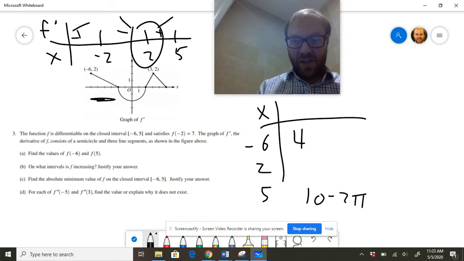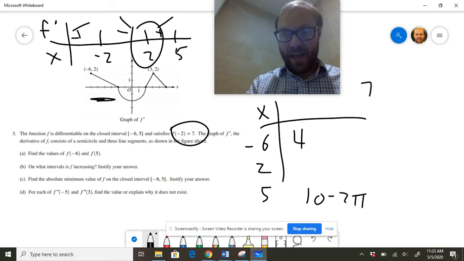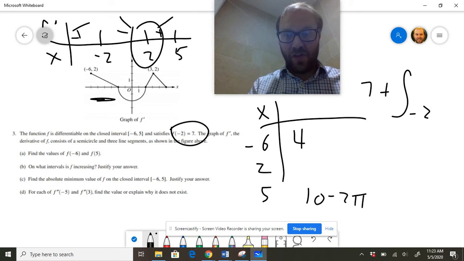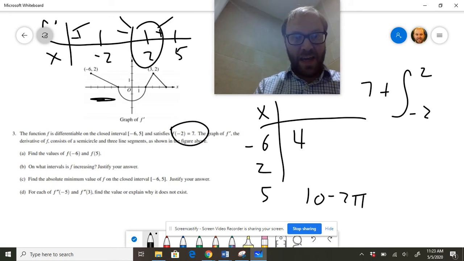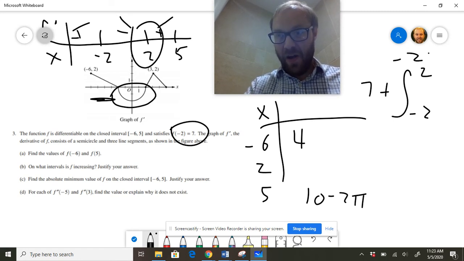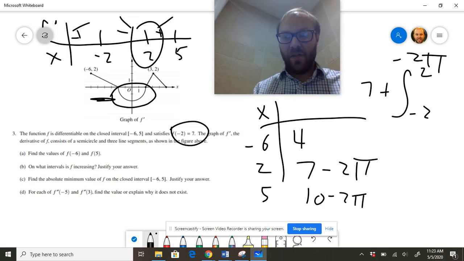So the functional value at 2 here, to find that, we're taking the initial value at 7, and we're adding the integral. They're starting us at -2, and we're adding the integral going to +2. Okay, and if you notice there, from -2 to +2, that's just that half circle that's below the axis. We're moving forward. So that's just going to be 7 minus 2 pi. Okay, and I think if you go through there and you check it, you're going to find 7 minus 2 pi is the lowest overall value.